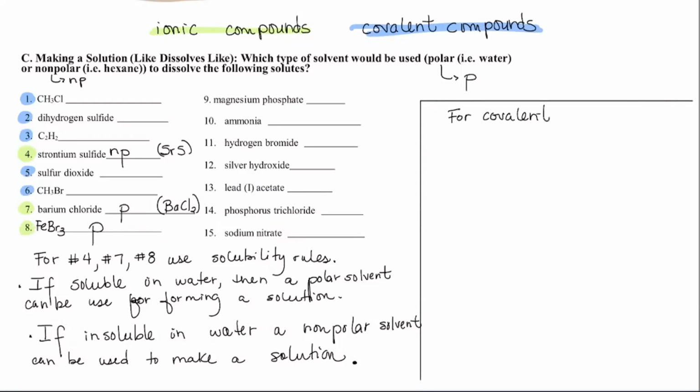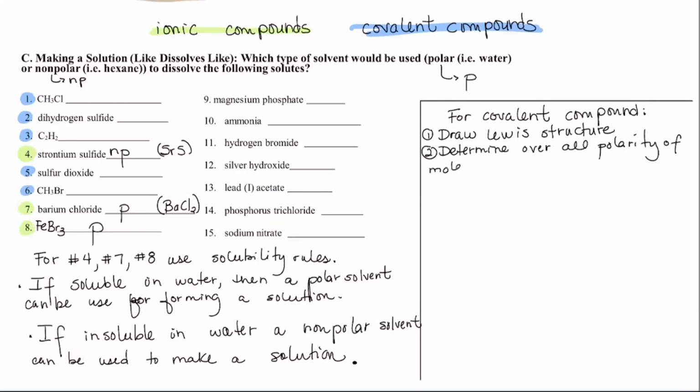For covalent compounds, draw the Lewis structure. Determine the overall polarity of the molecule. Select a solvent that matches the polarity of the molecule.